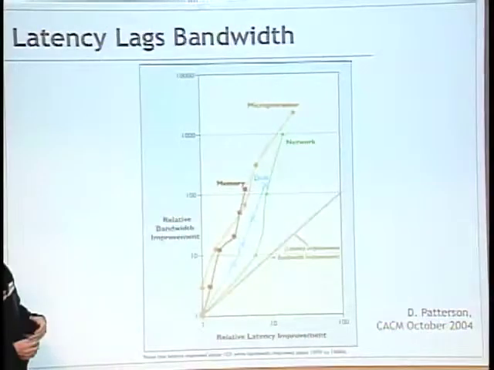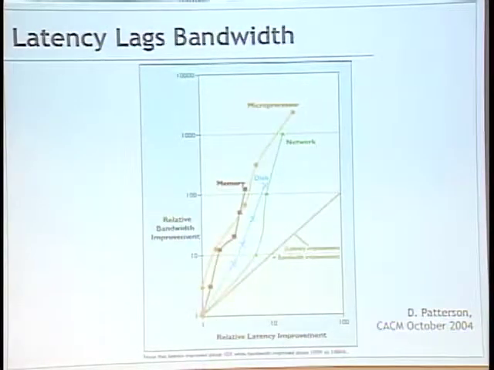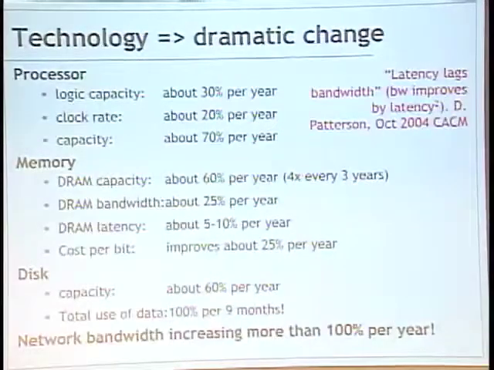Okay? Latency lags bandwidth. And this is actually a great paper. I really recommend it. Dave Patterson wrote this. It's in Communications of the ACM. The paper is called Latency Lags Bandwidth. What he says is basically that bandwidth improves as the square of latency. Okay? Bandwidth improves as the square of latency. All right? So this is a good time for me to go one more slide, and then we'll talk about that in more detail.